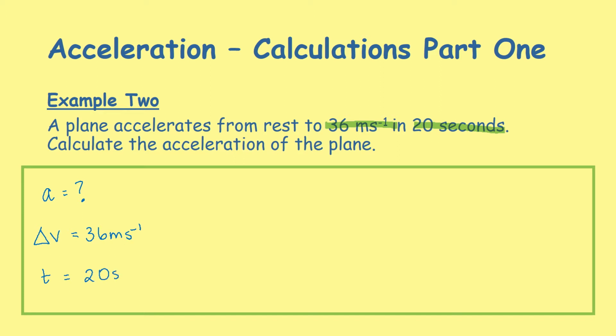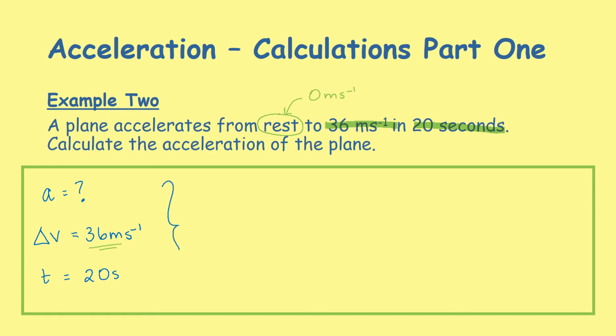Notice that the sentence didn't specifically say the change in speed is 36 meters per second, but it said the plane accelerates from rest to 36 meters per second. From rest is another way of saying from a speed of 0 meters per second. And so we know the difference between 0 and 36 is 36, so that's why we have this number here.